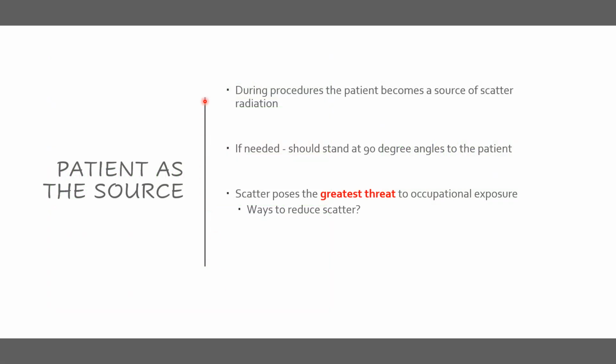Patient as the source. During procedures, the patient becomes a source of scatter radiation. If needed, you should stand at 90-degree angles to the patient. Scatter poses the greatest risk to occupational exposure. What are ways that we can reduce scatter? So again, stand at 90 degrees from the patient. Those of you who work as a tech aide, try to stand on the side of the patient, not directly in front of the image receptor when holding.